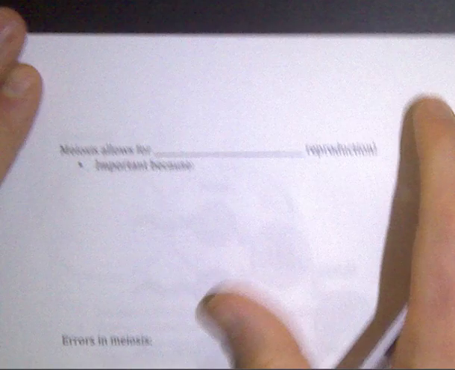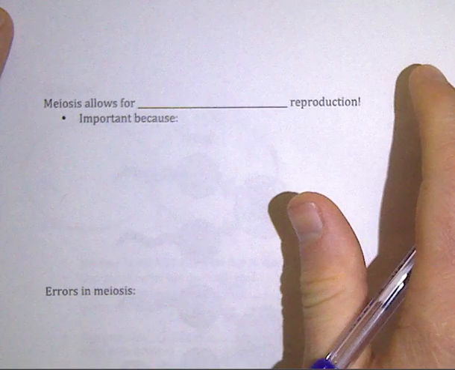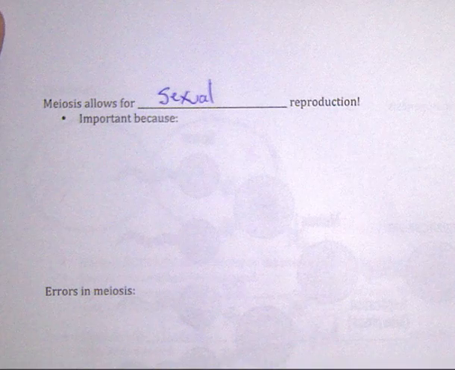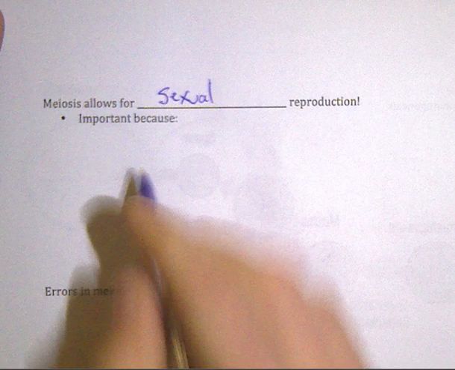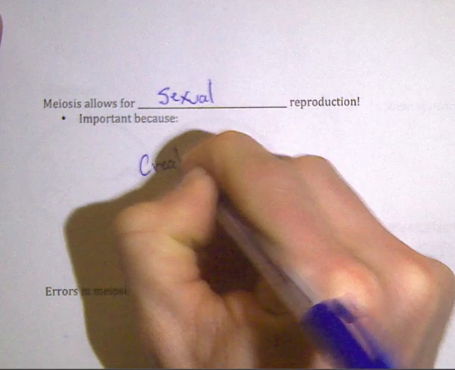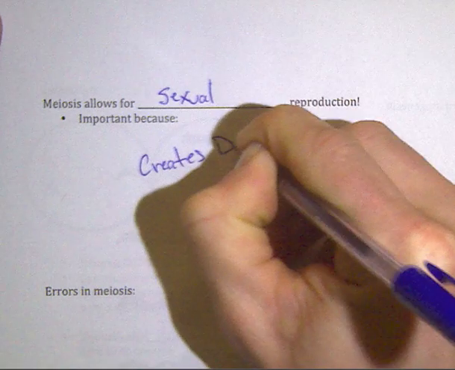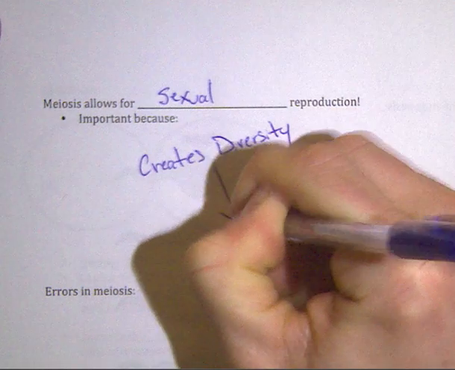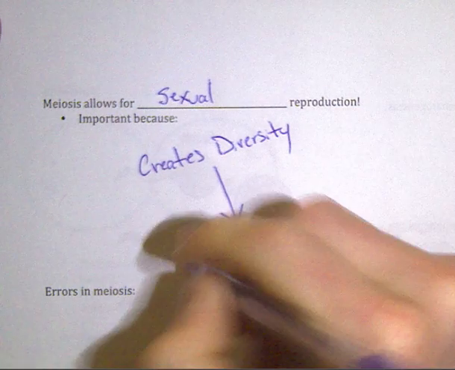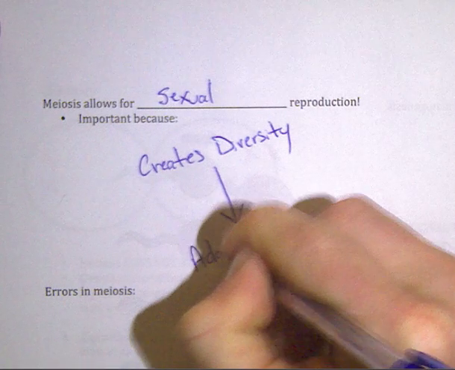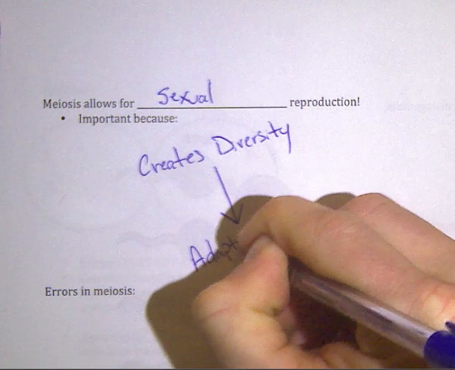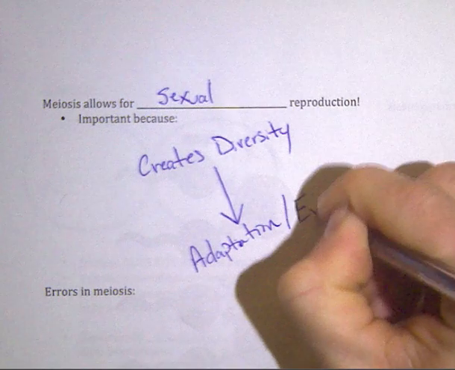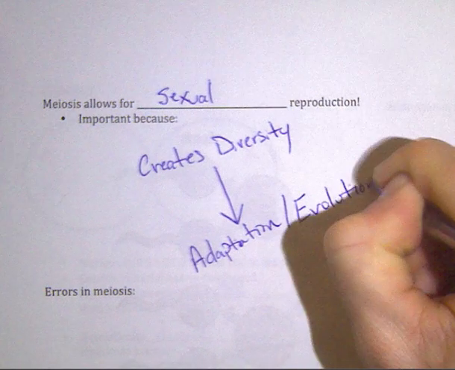In the end, meiosis allows for sexual reproduction, and it's important because it creates diversity. And diversity over many, many generations allows for adaptation to our environment and even evolution over time.